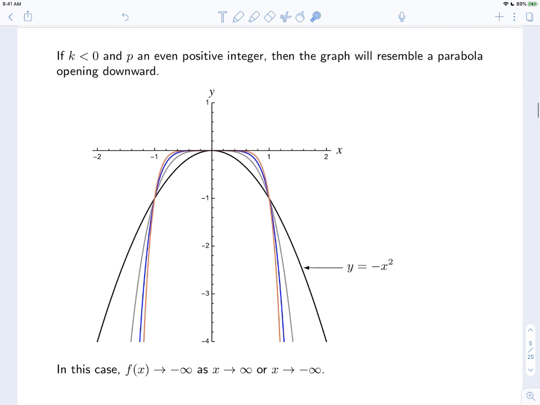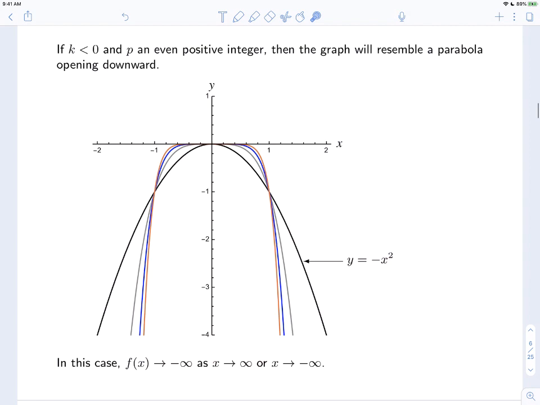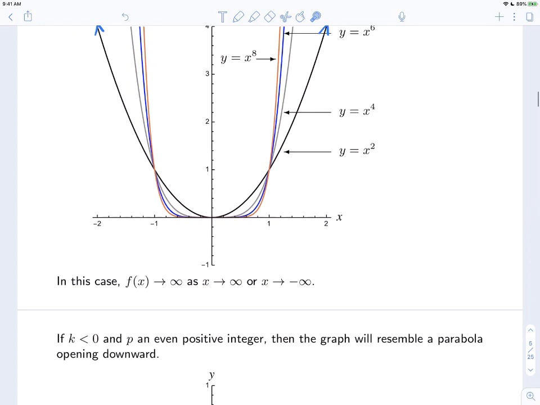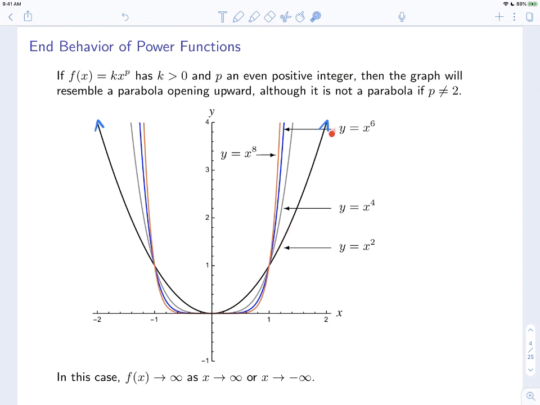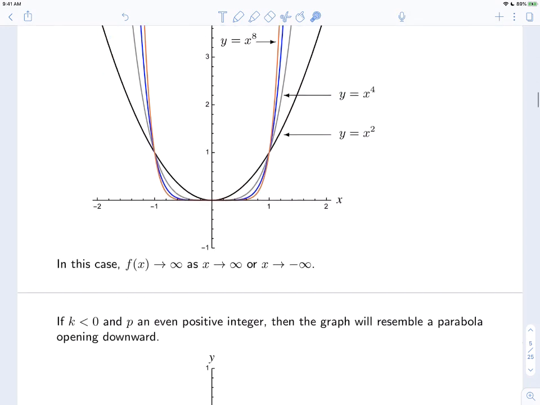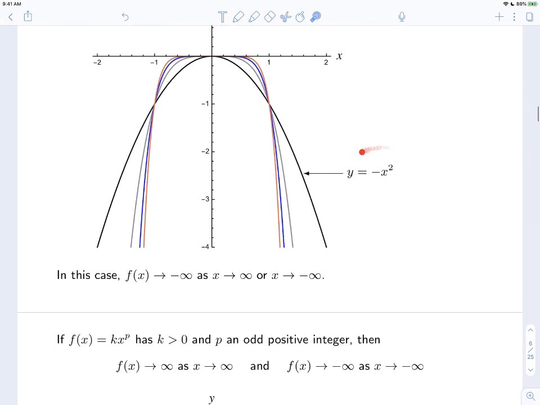If k is negative, then everything is reflected through the x-axis. These are the same graphs that you see, except now there's a minus sign in front. So this graph here is y equals minus x squared. If we scroll backwards, you can see this graph is y equals positive x squared. And here it's minus x squared. And all of these other graphs are minus x to the even power. And now you can see that they're parabolas that are opening downwards.